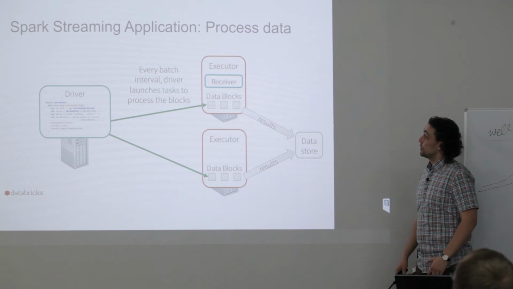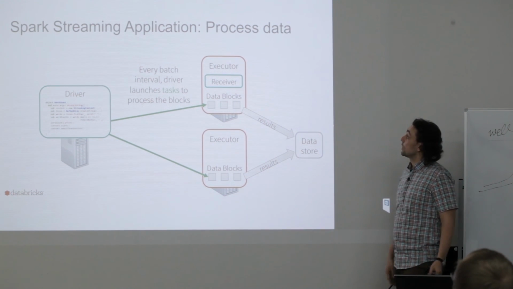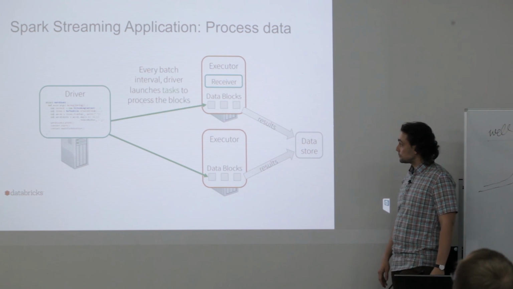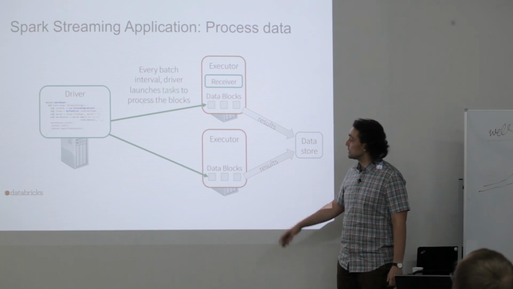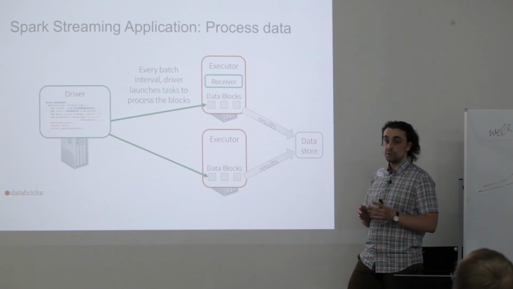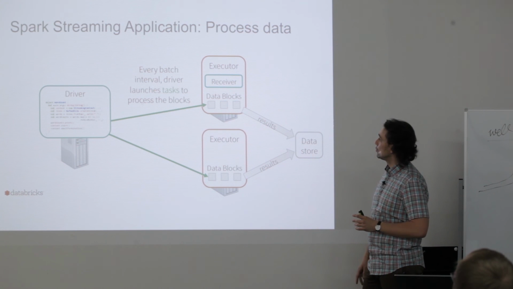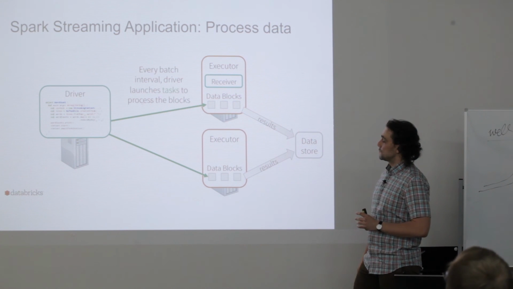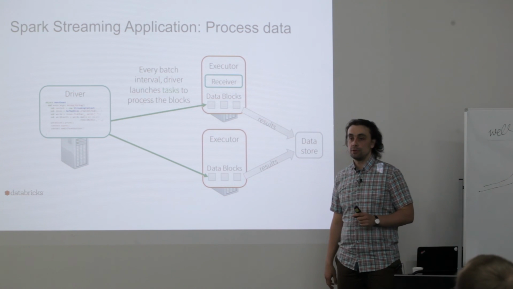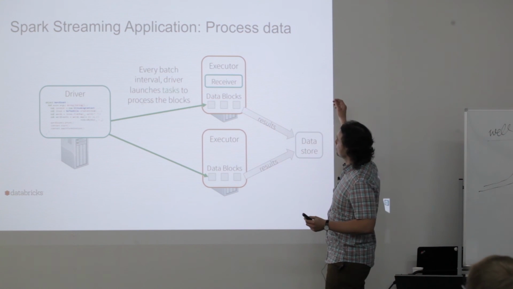So how does a common Spark streaming application look in general? Imagine that we have one node for the driver and, for example, in this picture, two nodes for executors. Spark launches a long-running task on this executor. All information goes to the receiver.